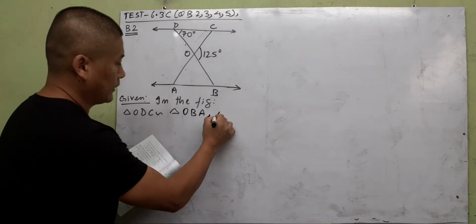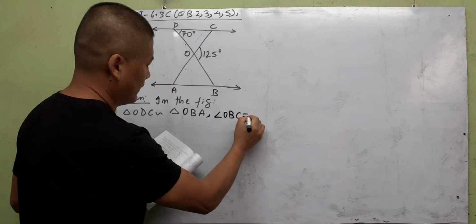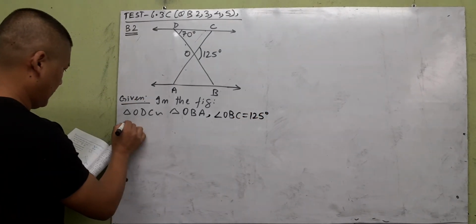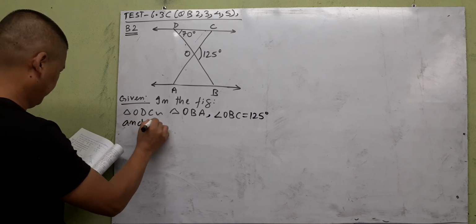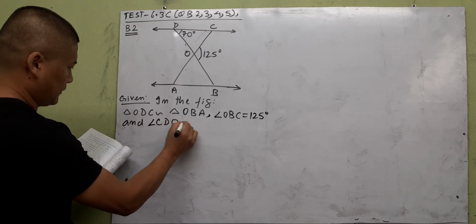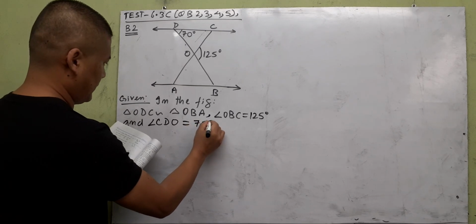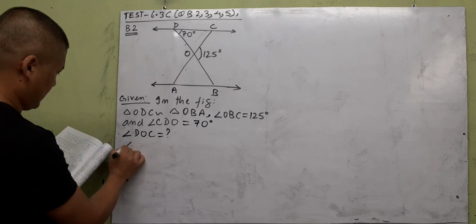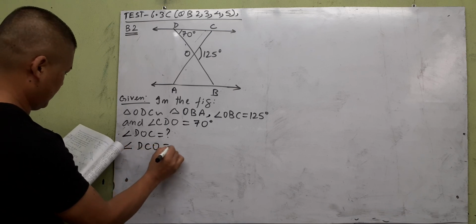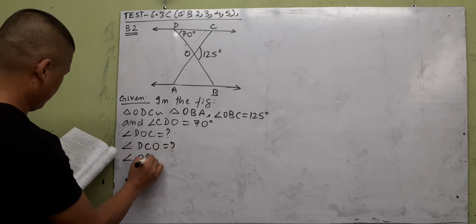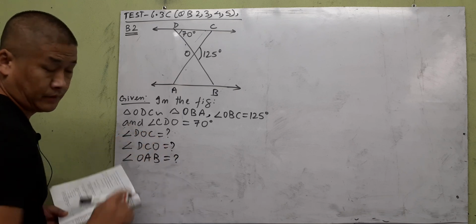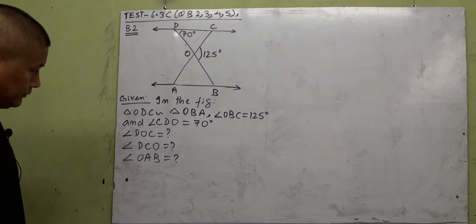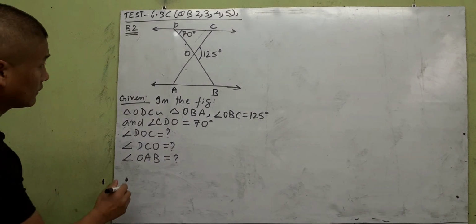So here angle OBC is 125 degree. Then angle CDO is equal to 70 degree, and we have to find these angles DOC, DCO, and OAB. This angle measures we have to find out. So let us start here. One by one we can start. We can start with this, I think, DOC.